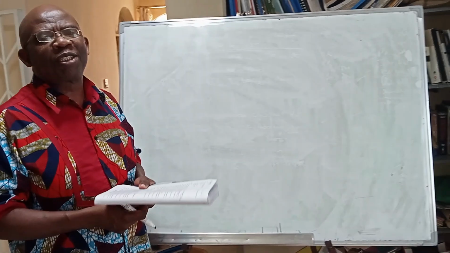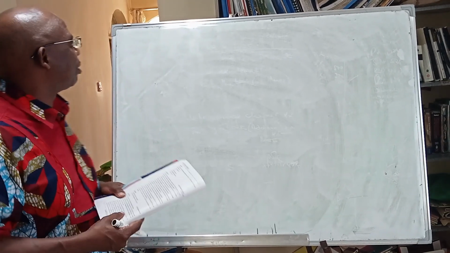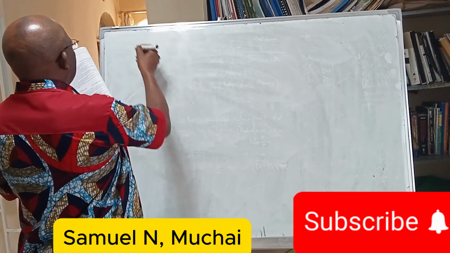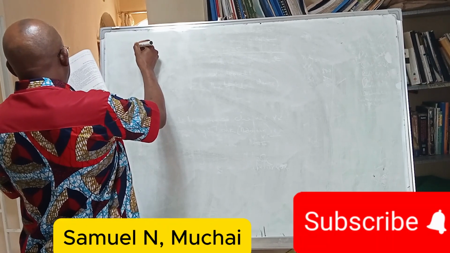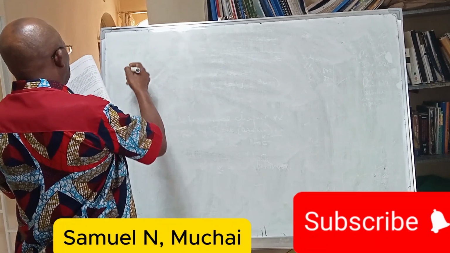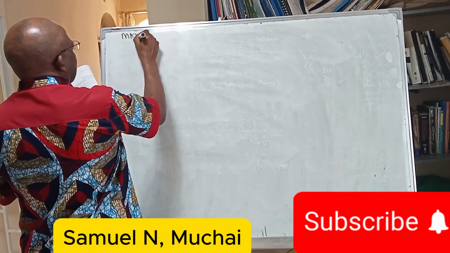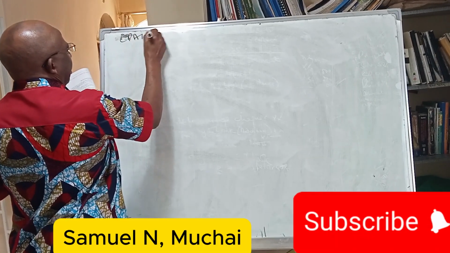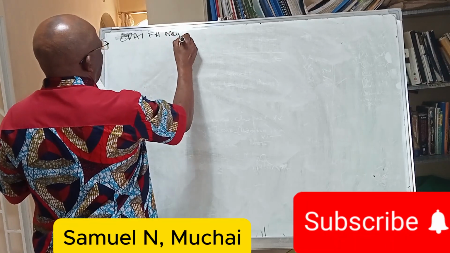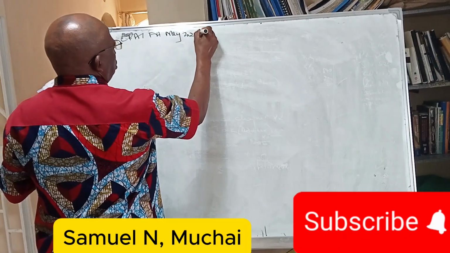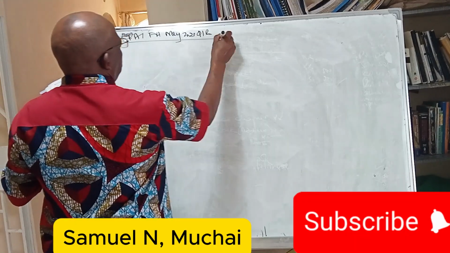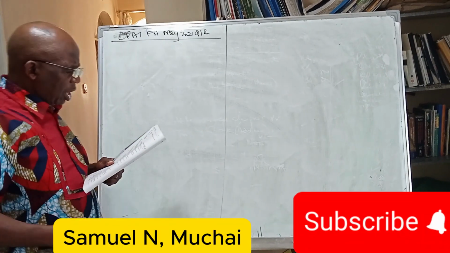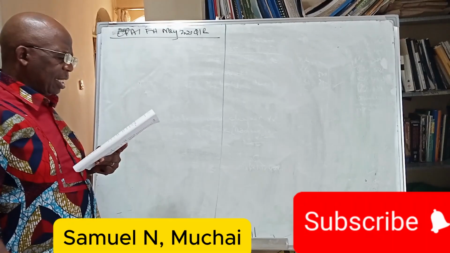Hello students. Today I want us to break it down again. I want us to do a bank reconciliation statement. I want us to solve a past paper of May 2021, question 1B. This is CPA 1, Financial Accounting, May 2021, question 1B.